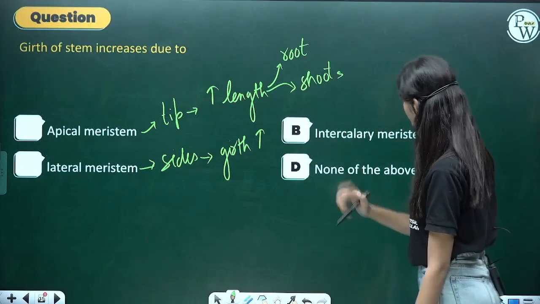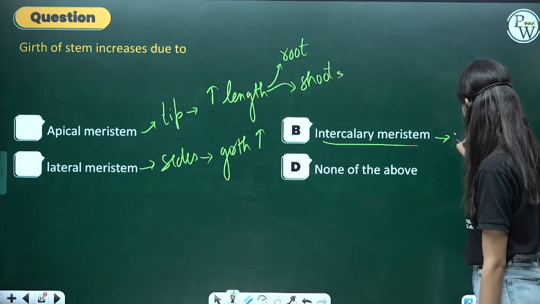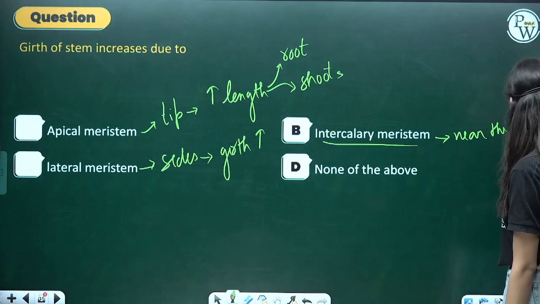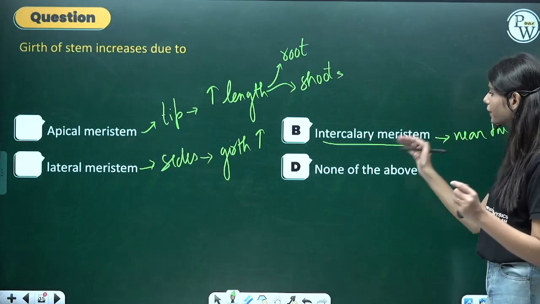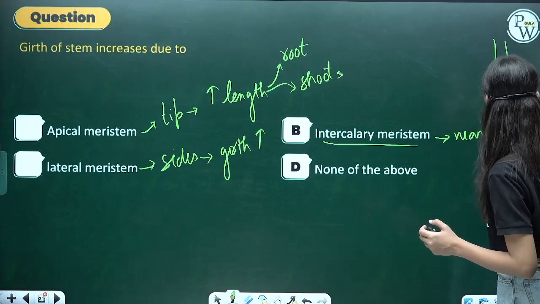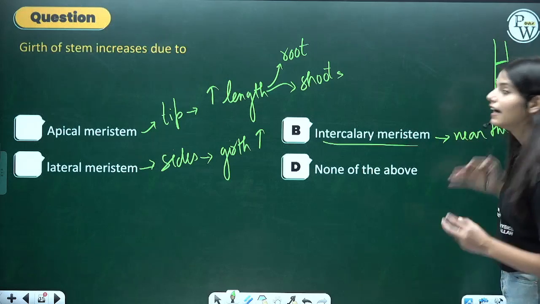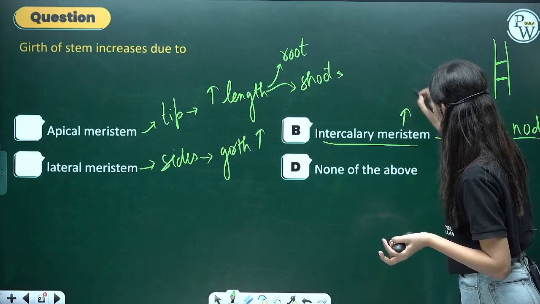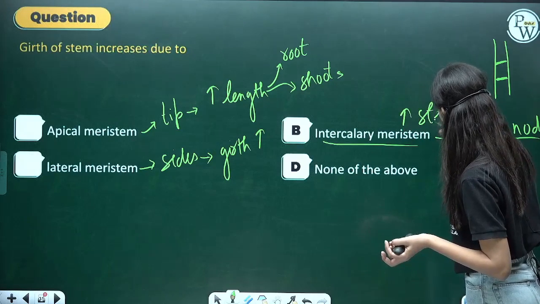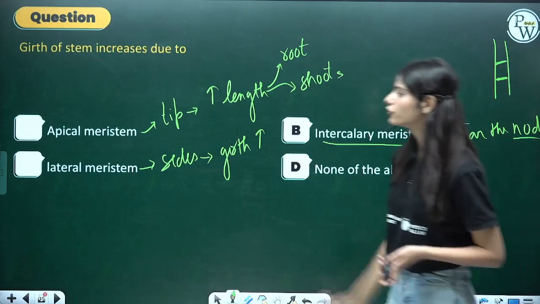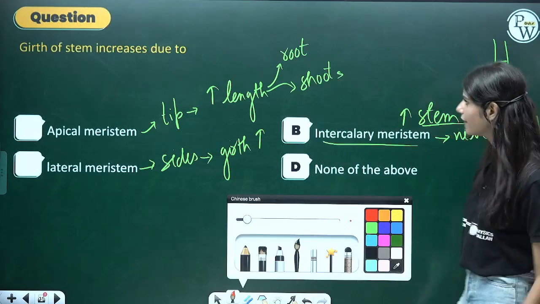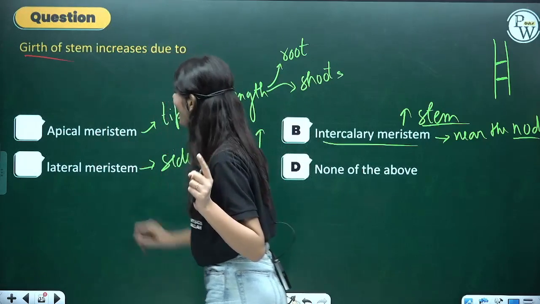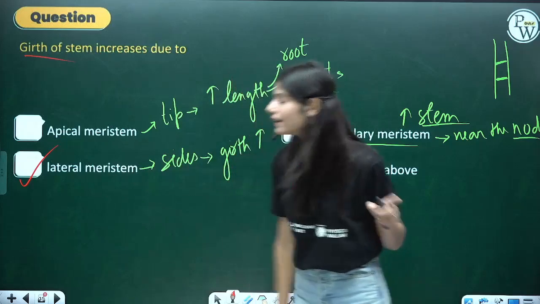We also learned about intercalary meristem, it is present near the nodes, and nodes are present in the stem, and because this intercalary meristem is present near the nodes, it is going to increase the length of the shoots or the stem. So coming back to the correct answer, which type of meristem is going to increase the girth of the plants? It is actually the C option, that is lateral meristem.